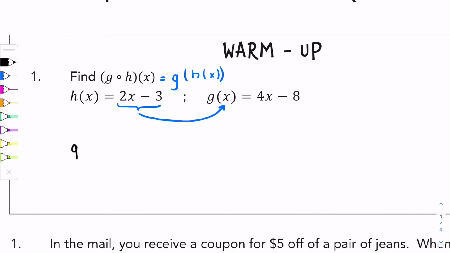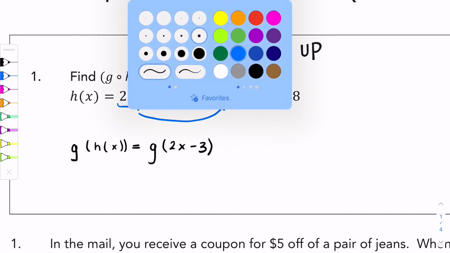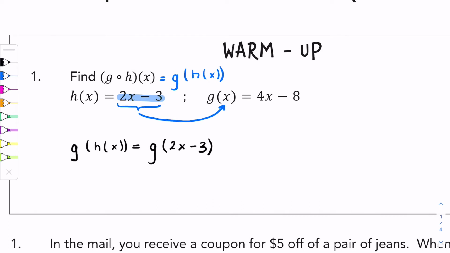So we have g of h of x, which is equal to the g function being evaluated at 2x minus 3. When we evaluate the g function at 2x minus 3, that's telling us that we have 4 times x, and we're going to replace x, minus 8. We have 4, instead of x, we're going to use 2x minus 3, and then minus 8.